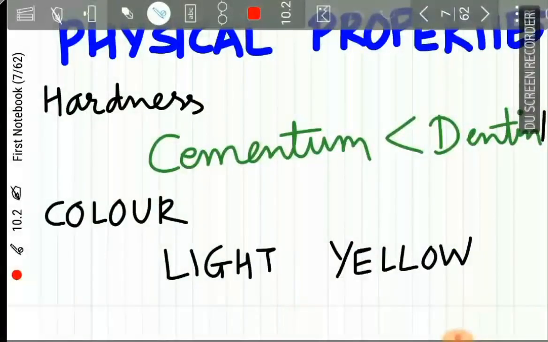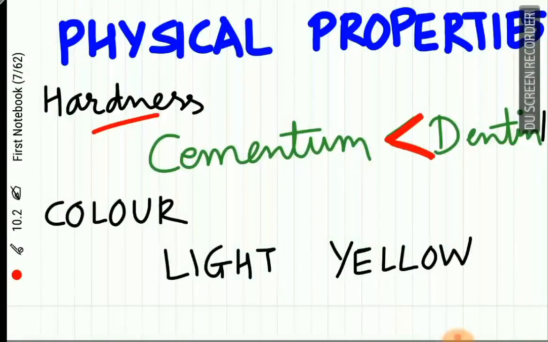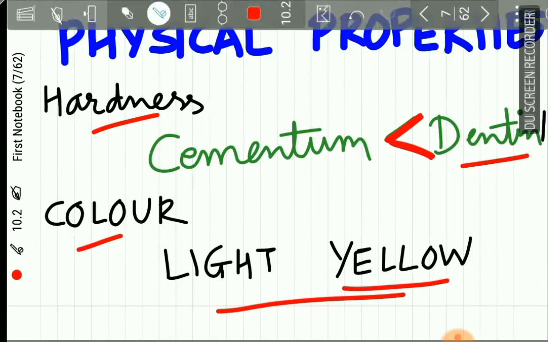Now let us study the physical properties of the cementum. The hardness of cementum is less than that of bone. The hardness of cementum is less than that of dentine. And the color of cementum is light yellow and it lacks luster. And this yellow color is lighter than dentine.